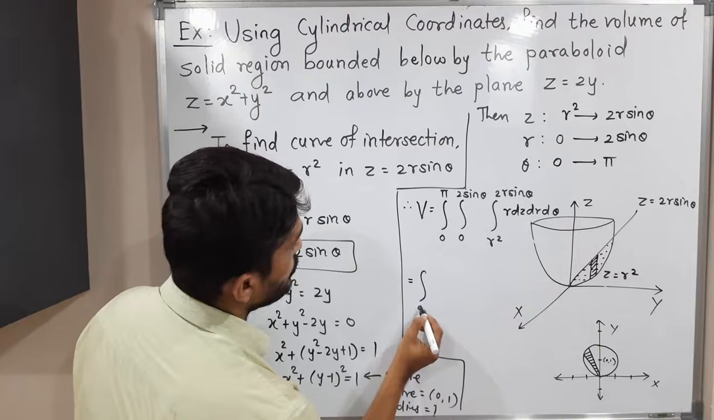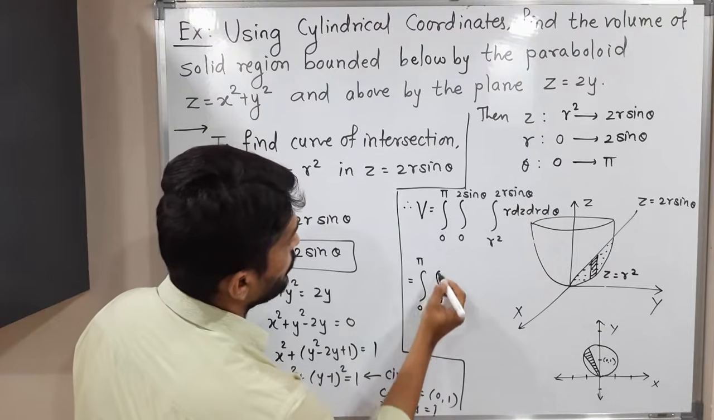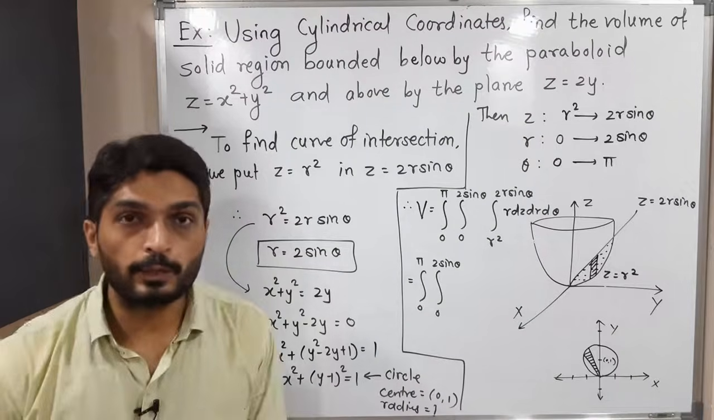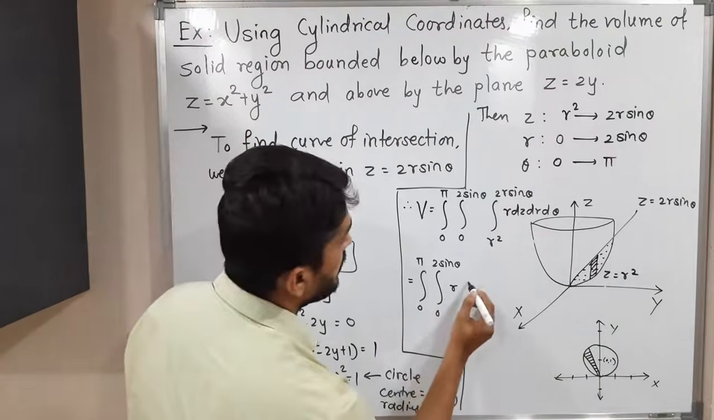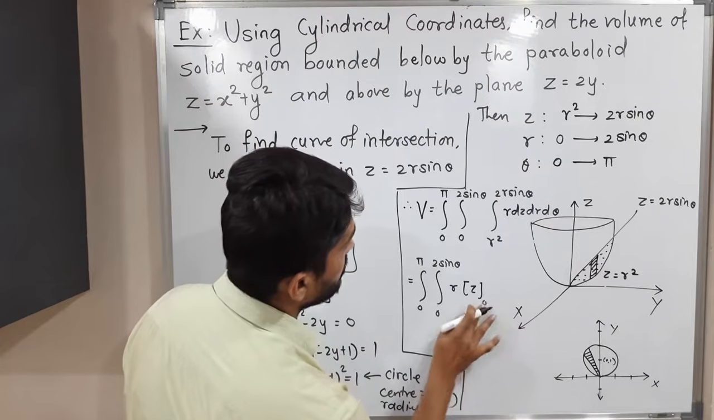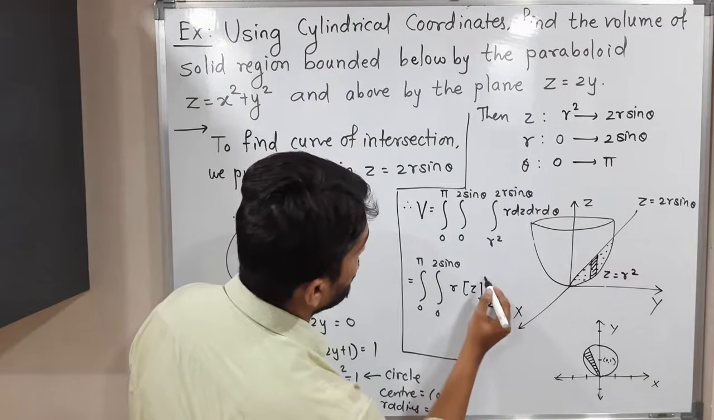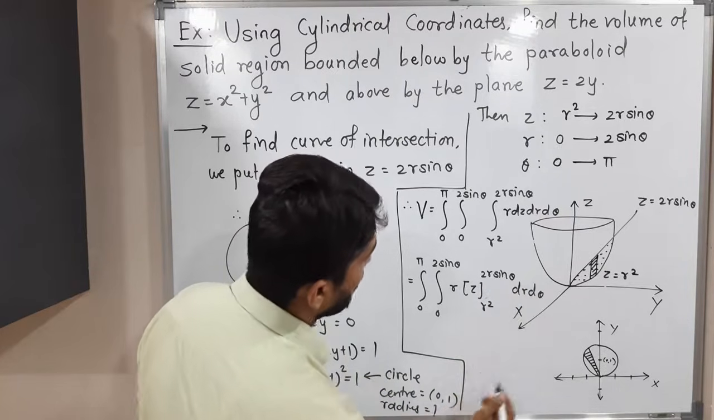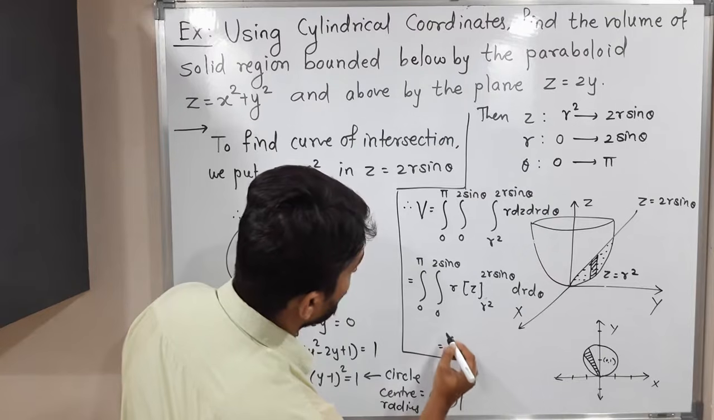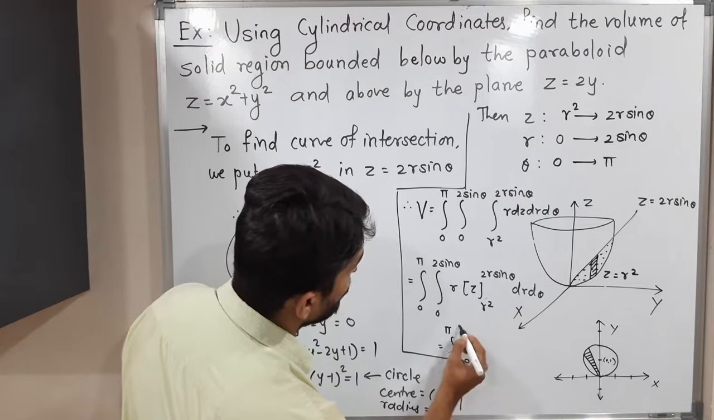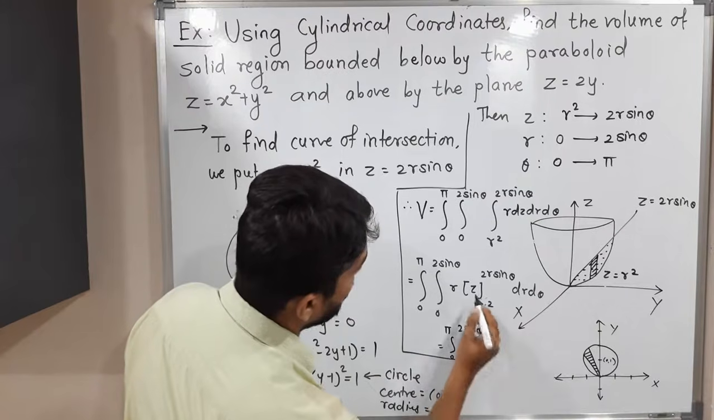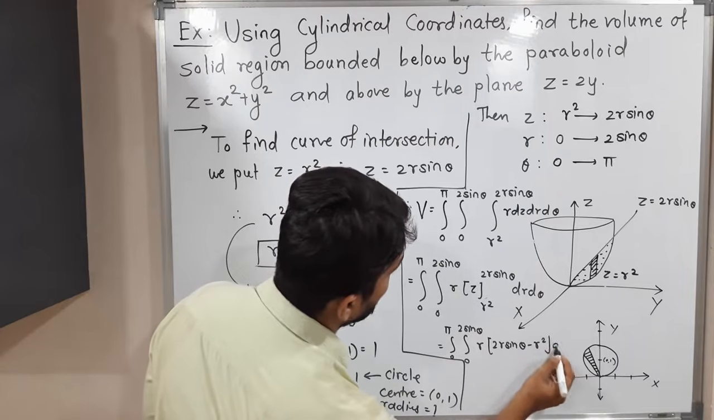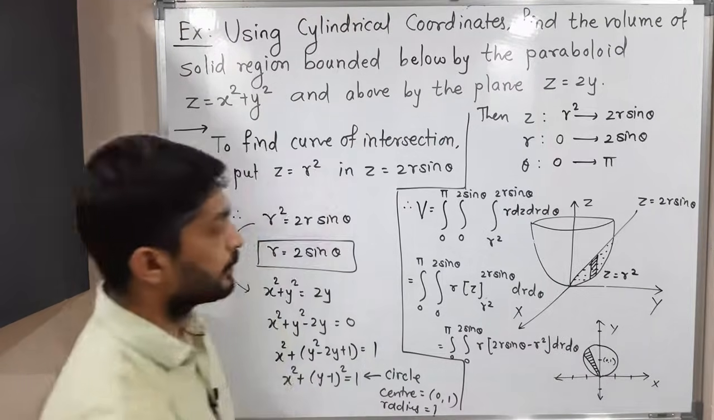So this is equal to integration 0 to pi, integration 0 to 2 sine theta. Here r will be constant since we are integrating with respect to z. So r we can take outside. Integration of dz is z. What we have is lower limit r square, upper limit 2r sine theta, dr d theta. So this is equal to integration 0 to pi, integration 0 to 2 sine theta, r times, putting upper limit, 2r sine theta, and lower limit minus r square, dr d theta. See, now there is no more space to write.